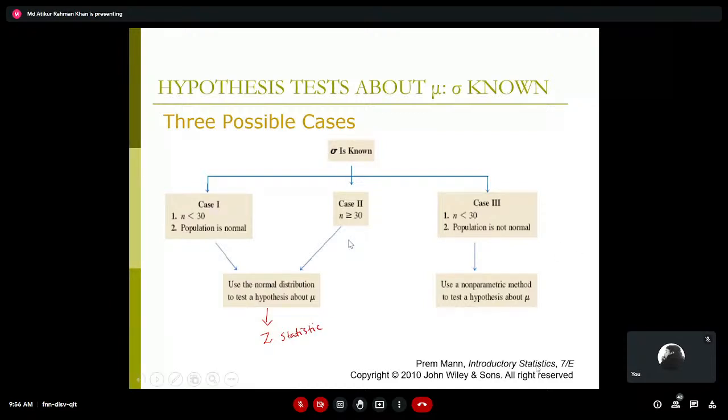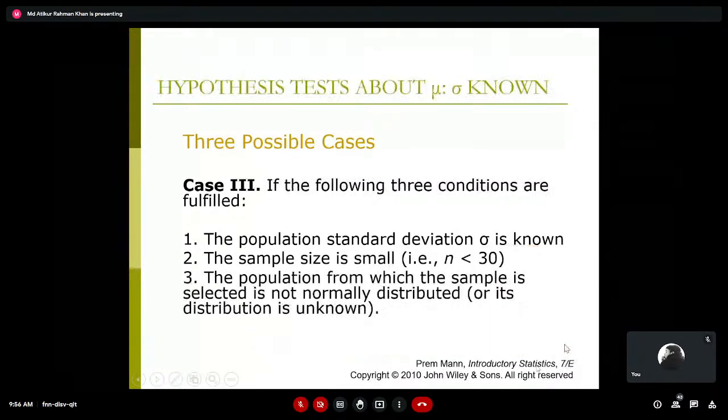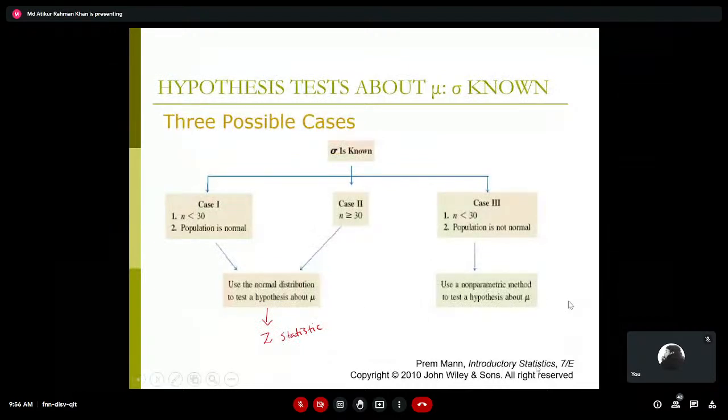Then here, case 3: sample size small, population is not normal. The only option is that we can do the non-parametric test. We use non-parametric methods.